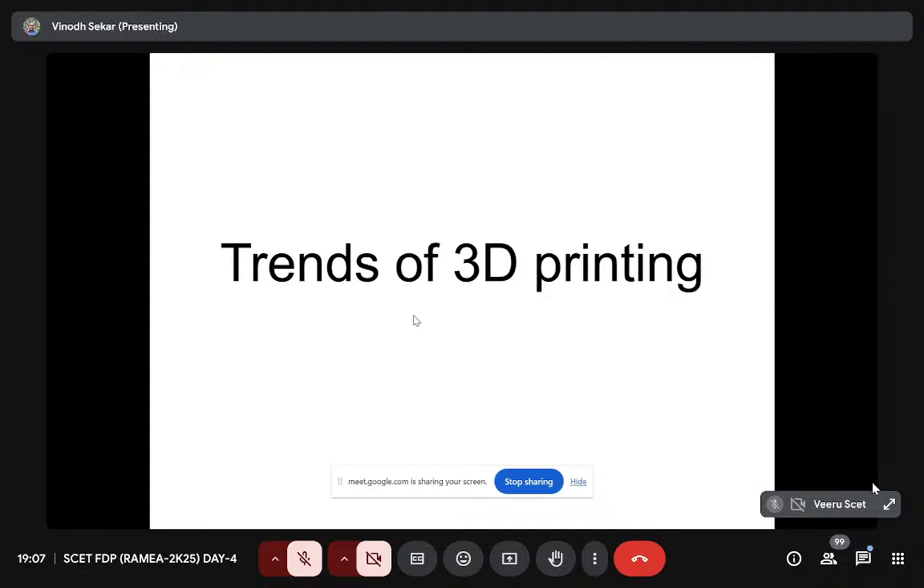Fine. Yes, again, an interesting question. As I mentioned, initially the technologies have been brought only for prototyping purpose. That is exploiting the prototyping activity of product development.